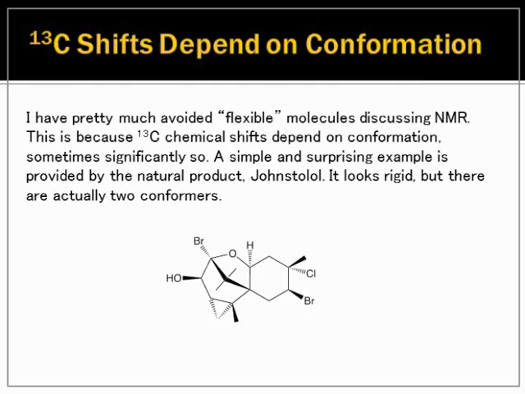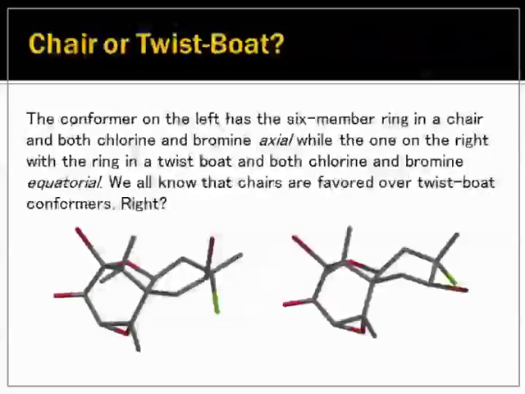I want to lead into larger molecules. I've been talking about small molecules. And I always want to make one comment about conformation. NMR shifts do depend on conformation. I give a very pretty example here. This is a molecule called Johnsonol, and if you look at this in a drawing, it looks pretty rigid. It's hard to flex a ring that's fused.